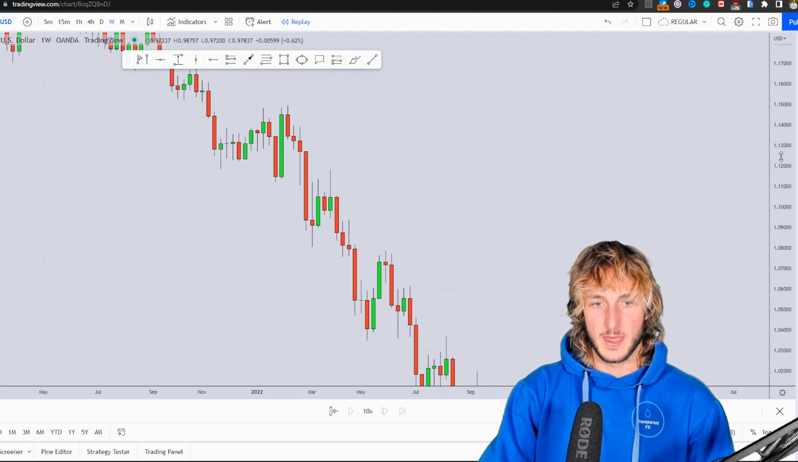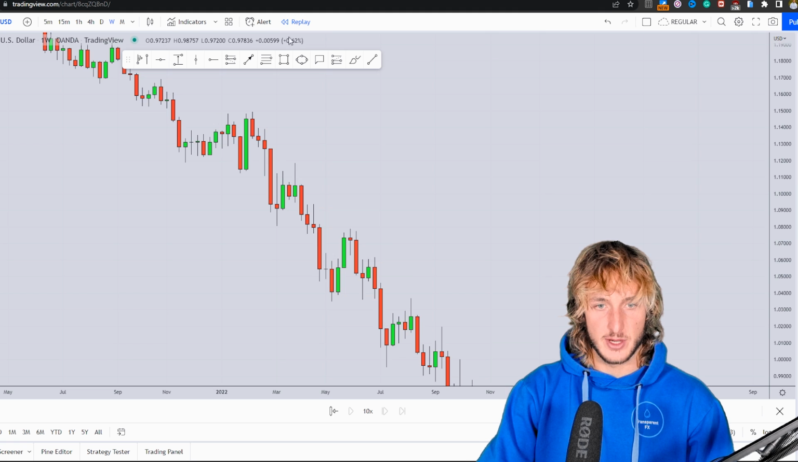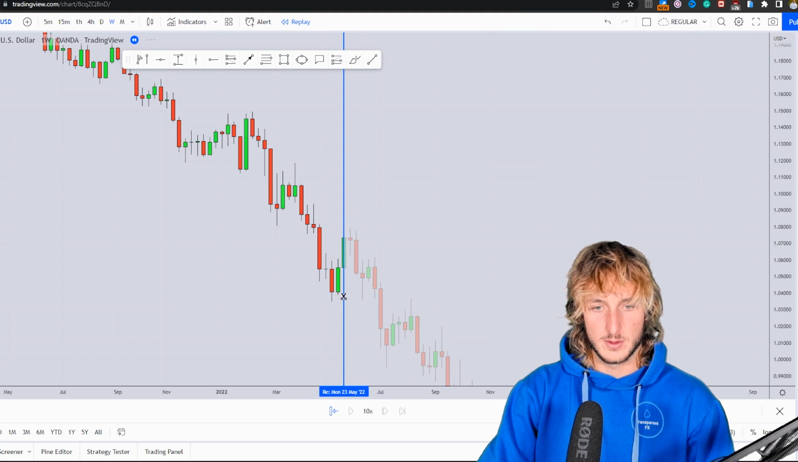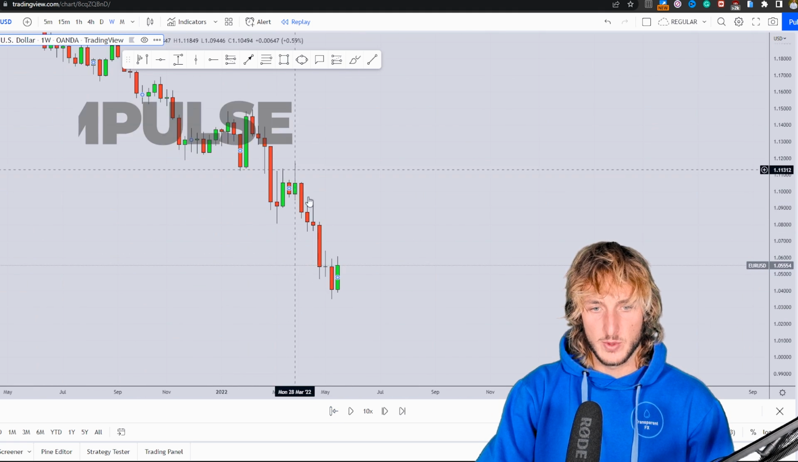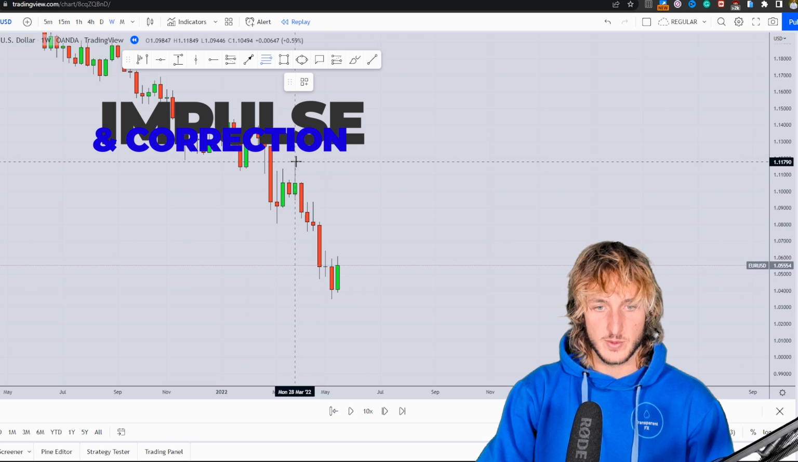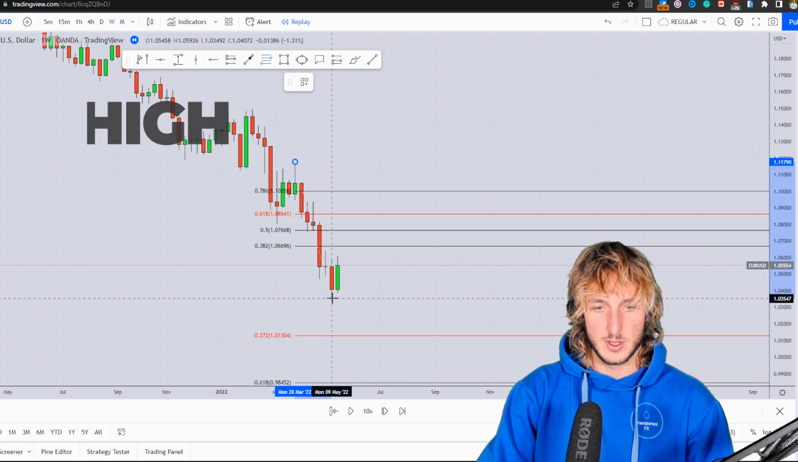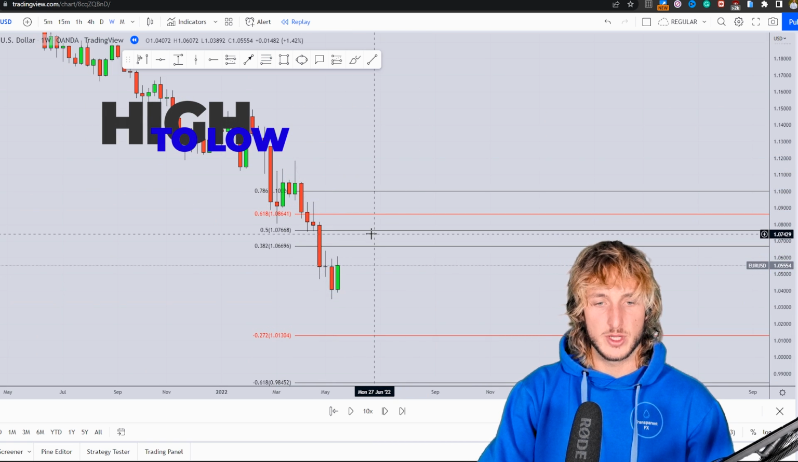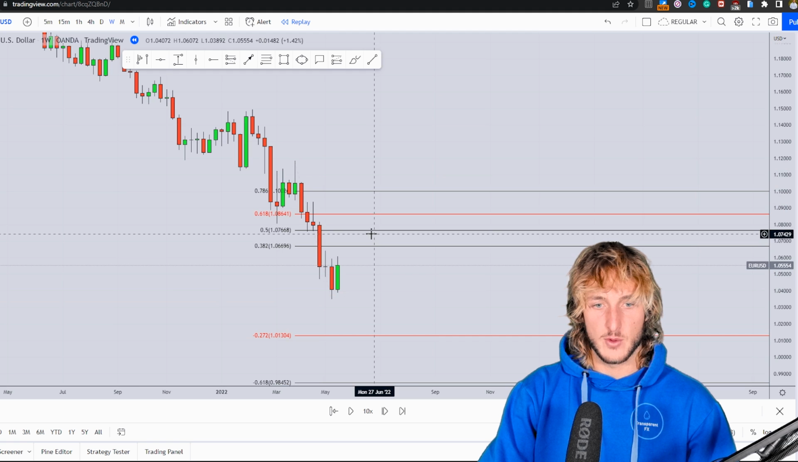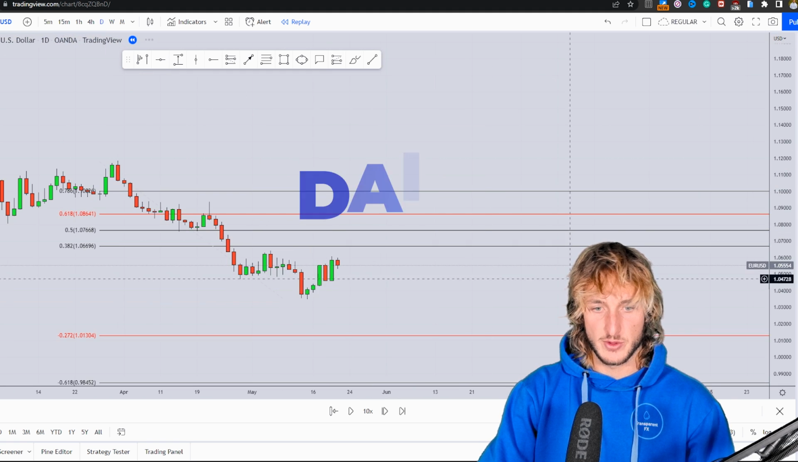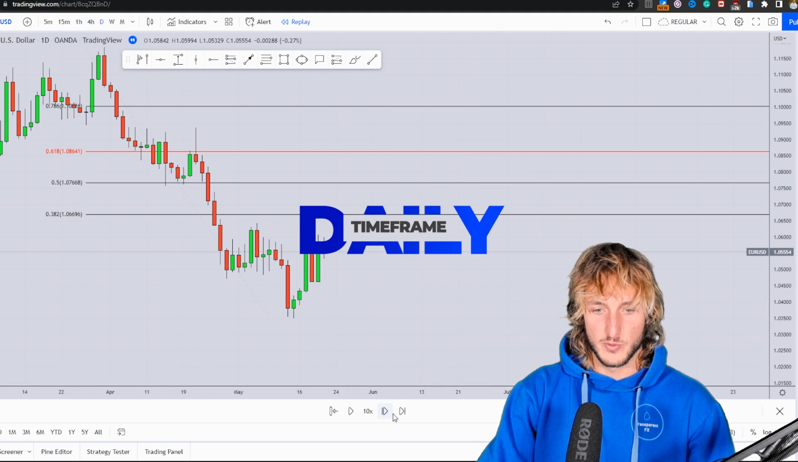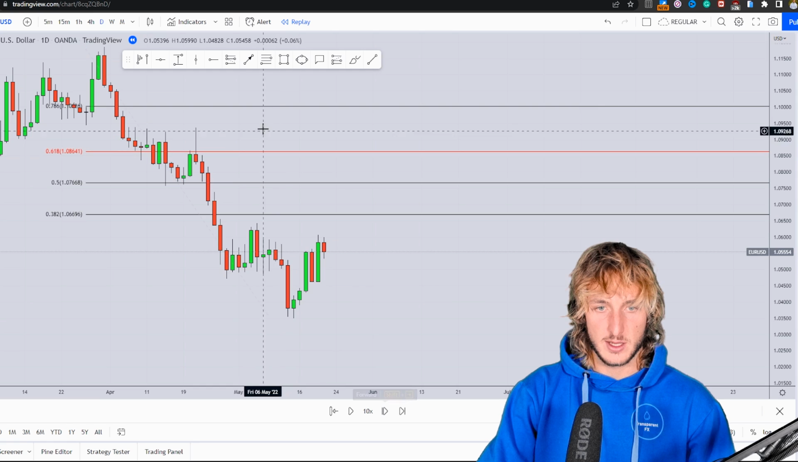For example, if we go and see what we had around this area here, we had a very strong impulse to the downside. So we have to take a Fibonacci from the high to the low of this impulse here. And we're pretty much done from a weekly perspective. We drop down on the daily. Let's see what kind of movements the market is creating here on the daily time frame.